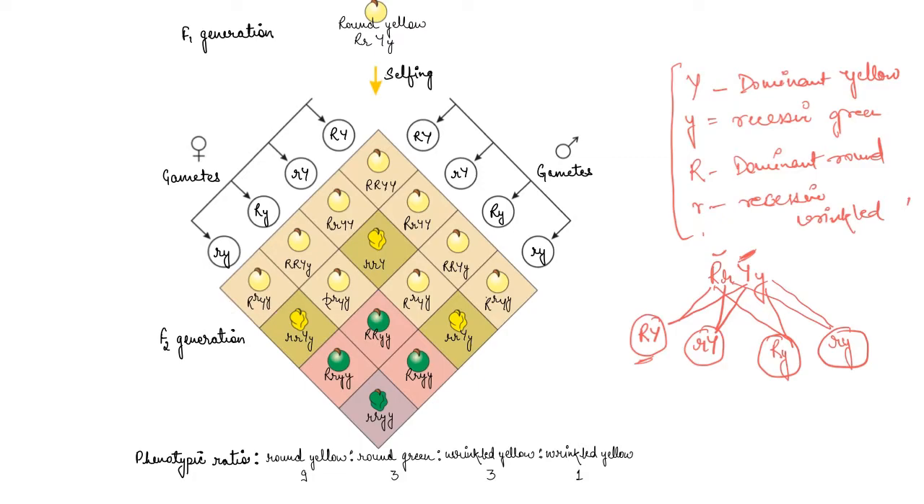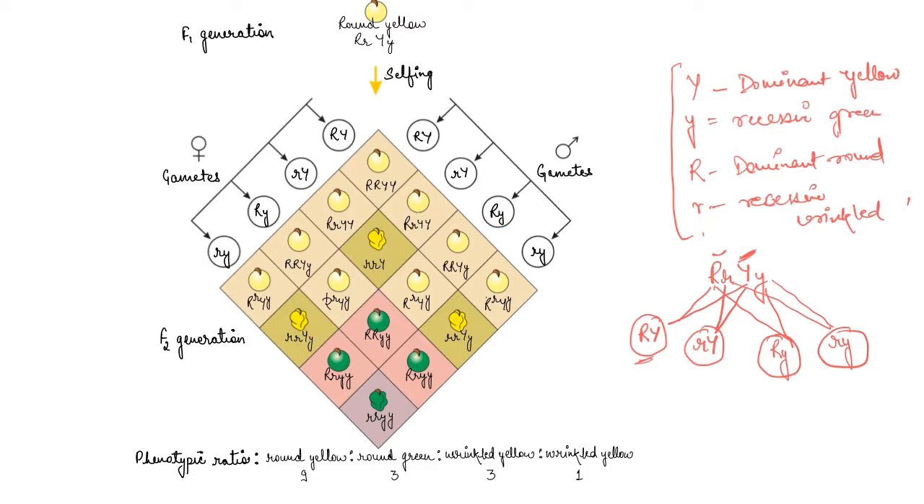Now here if you see, in every case, since we have at least one dominant round and one dominant yellow, all are round and yellow, right? Now in the second box, this line basically, you will cross all this with this one. So you are crossing this with this here, this with this here, this with this here, and this with this here.